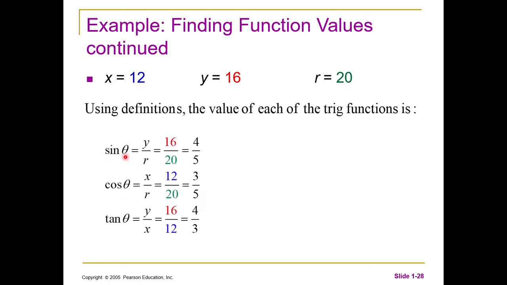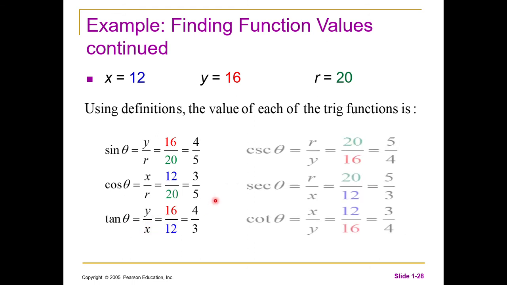So, we have sine theta, y over r, or 16 over 20, which is 4 over 5. Cosine theta, x over r, which is 12 over 20, or 3 over 5. Again, tangent theta, y over x, 16 over 12, or 4 over 3.